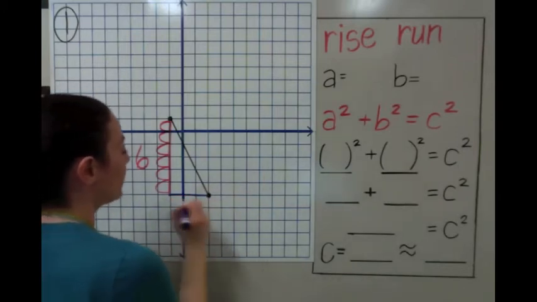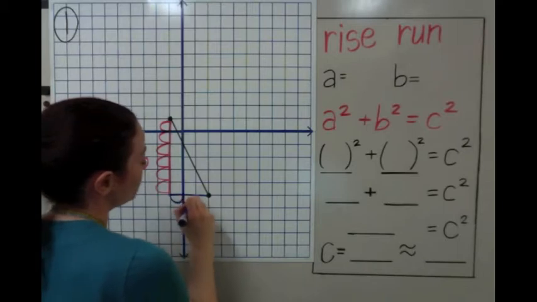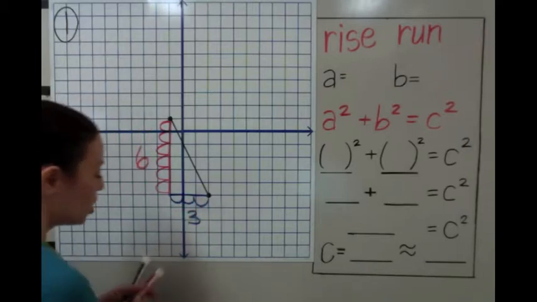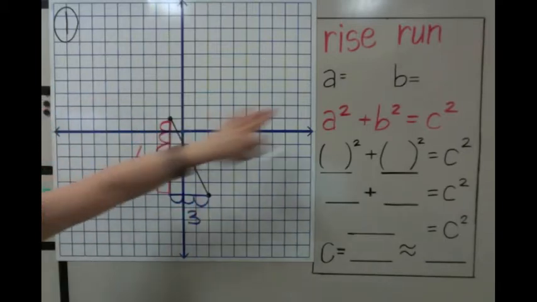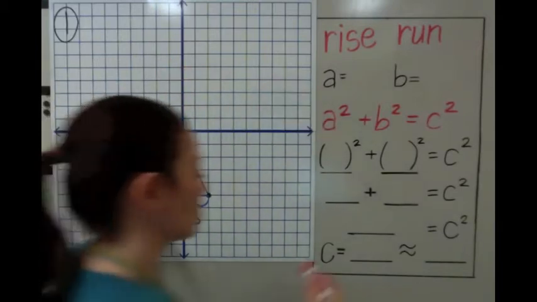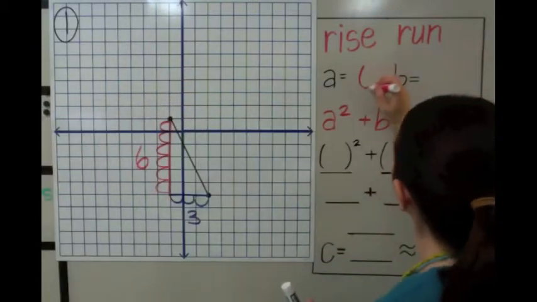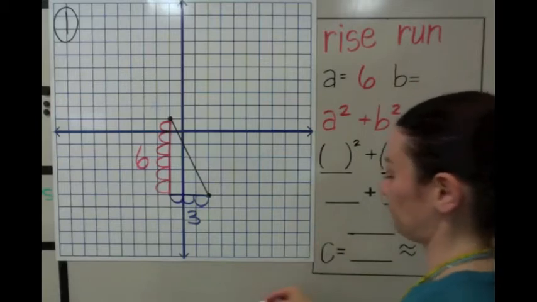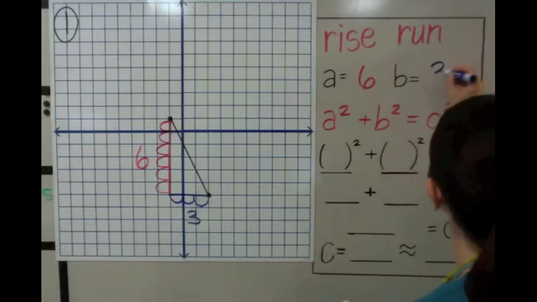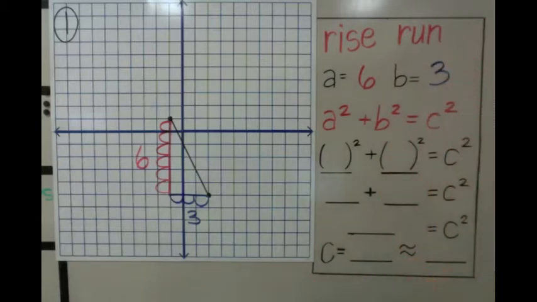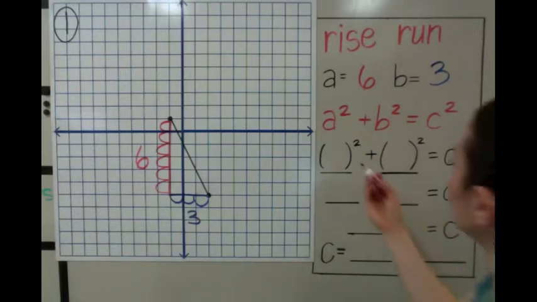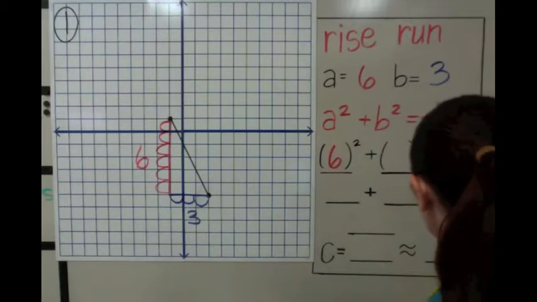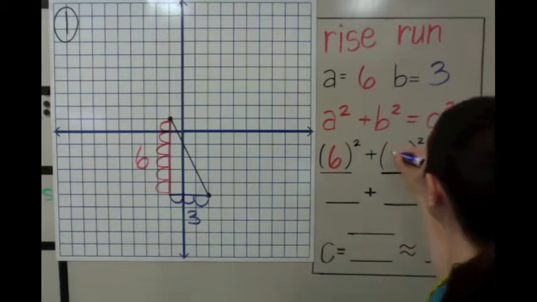And then how many units is the run? 1, 2, 3. Great. So we know the rise is A. That's our vertical distance. So what's rise? 6. What's run? 3. Awesome. So our first step is to identify those. The second step is to put them in parentheses so that we can square them. So A is 6, so we put that in parentheses. B is 3. All right.